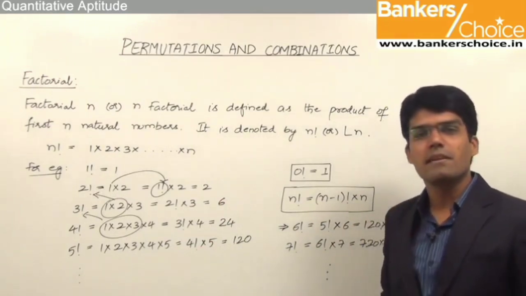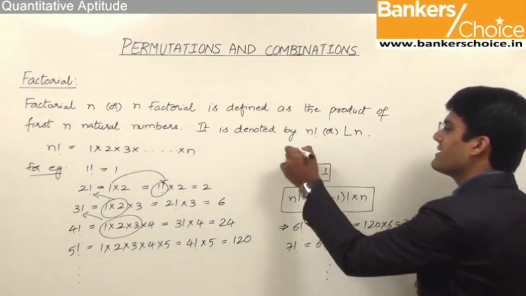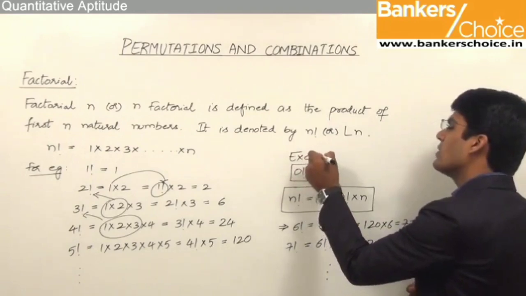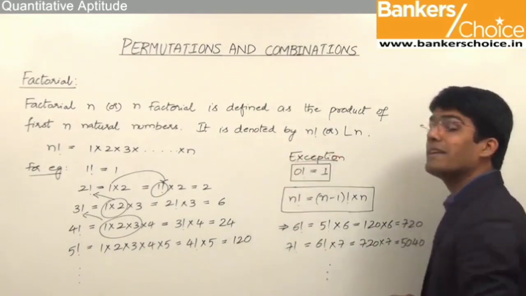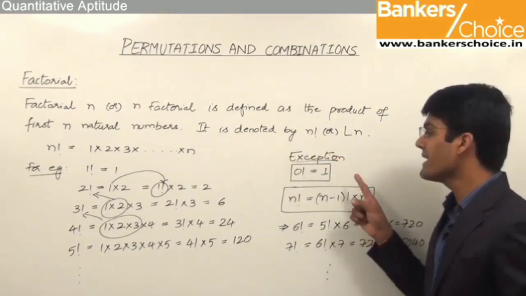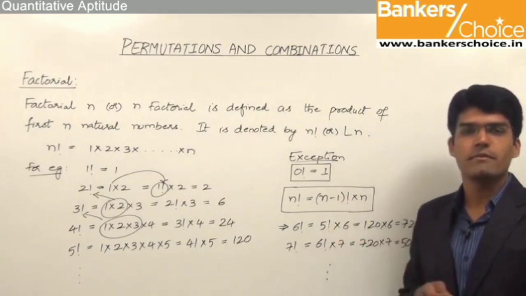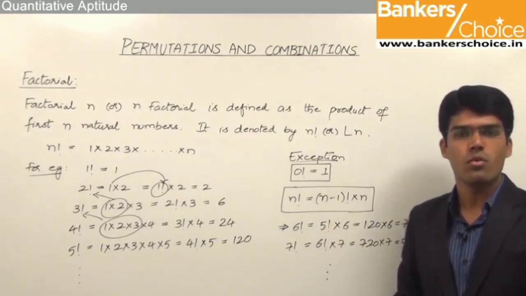Now an exception here that we need to remember is 0 factorial. This is an exceptional case where it is equal to 1. 0 factorial should not be taken as 0. Remember, it should be taken as 1. So this is one exception that we need to follow. 0 factorial is equal to 1.